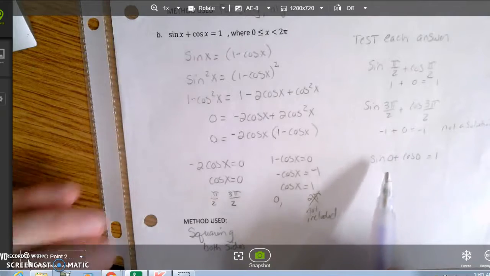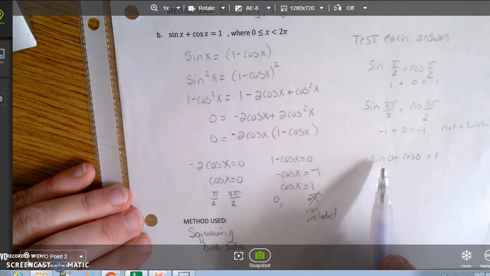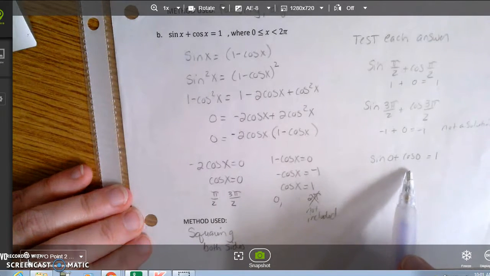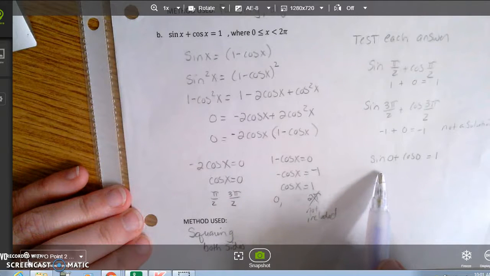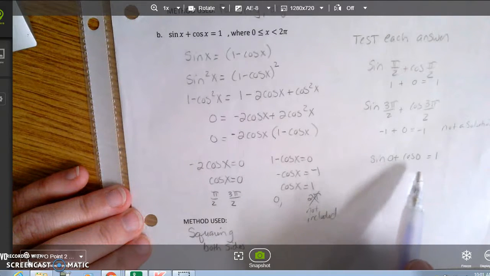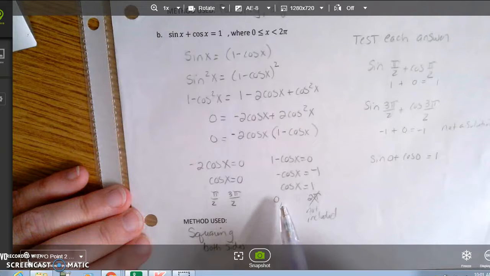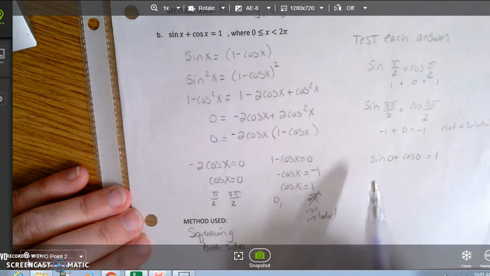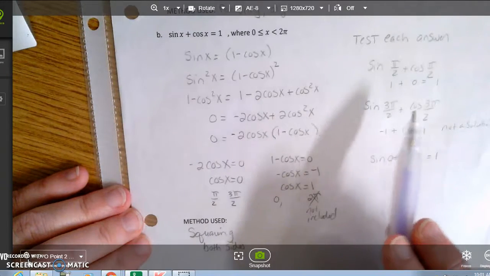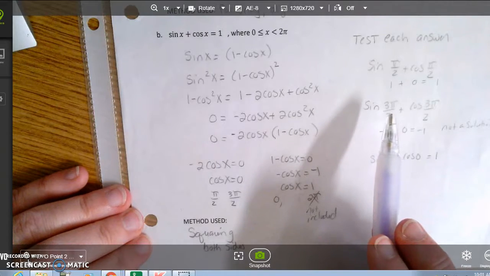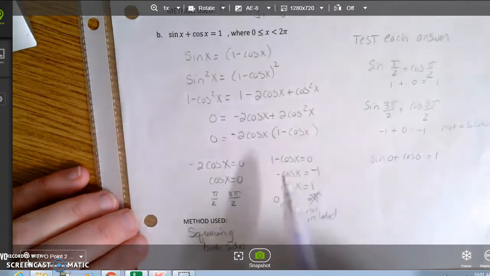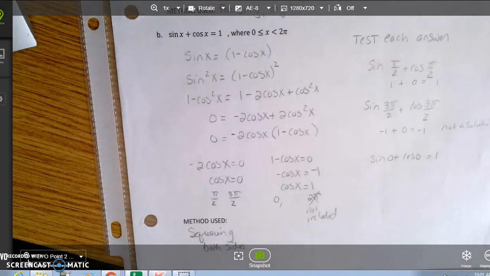Okay? So the third option is sine of 0 and cosine of 0. So sine of 0 is 0. Cosine of 0 is 1. So 1 equals 1. So this one does work. So when you actually graph it, you'll see that the 3 pi over 2 actually does not work for this problem. Only the pi over 2 and the 0 work.